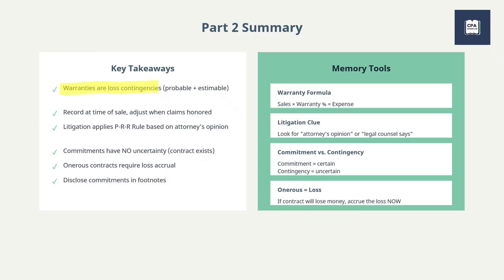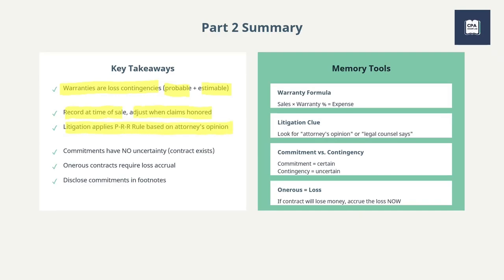Key takeaways from part 2. Warranties are loss contingencies because they are both probable and estimable. We know that a certain number of the products we sell will need to use the warranties. We record it at the time of sale and we adjust it when the claims are honored.